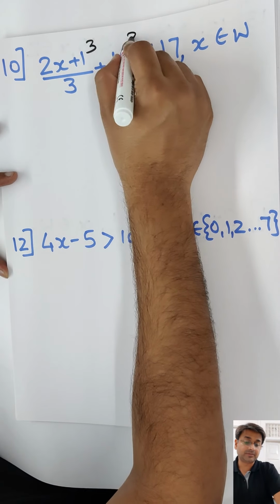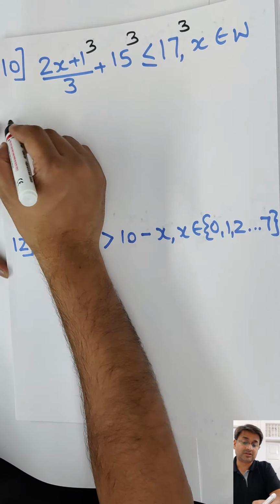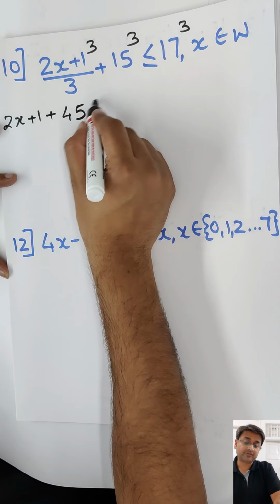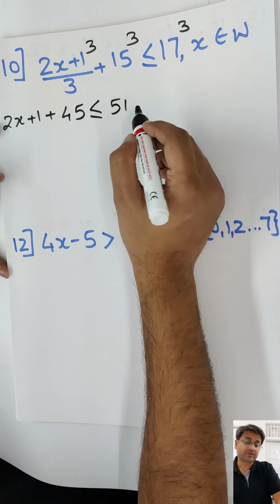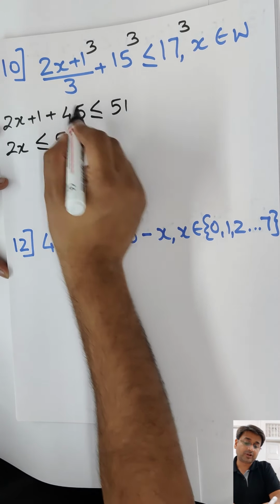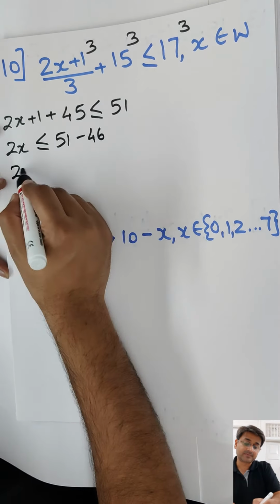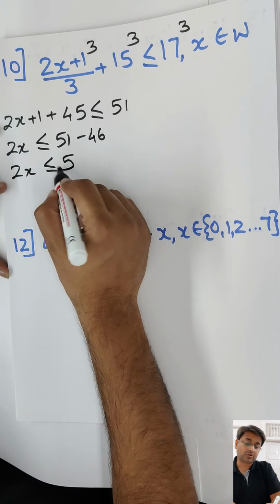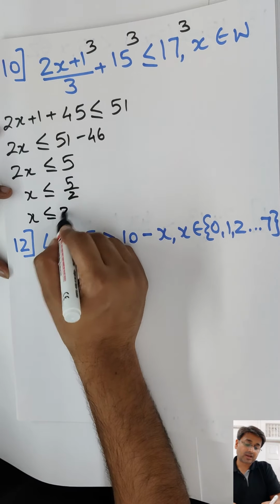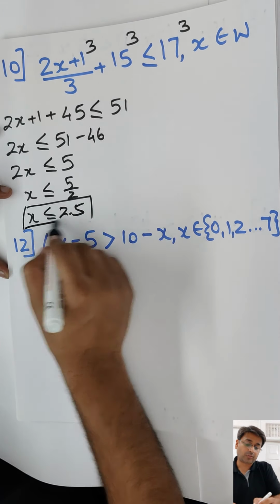So LCM 3, so multiplying each term by 3, I shall get 2x plus 1 plus 45 less than or equal to 51. So 2x less than or equal to 51 minus 46. So 2x less than or equal to 5. x less than or equal to 5 by 2, and therefore x less than or equal to 2.5.